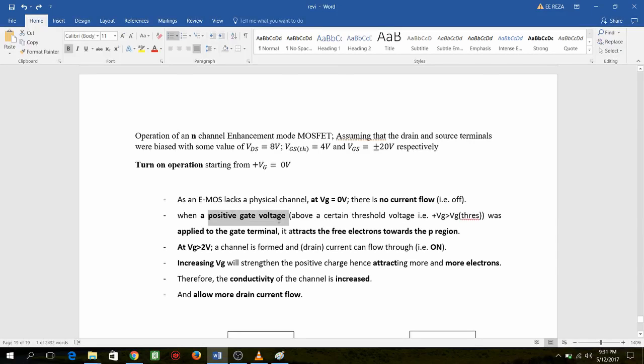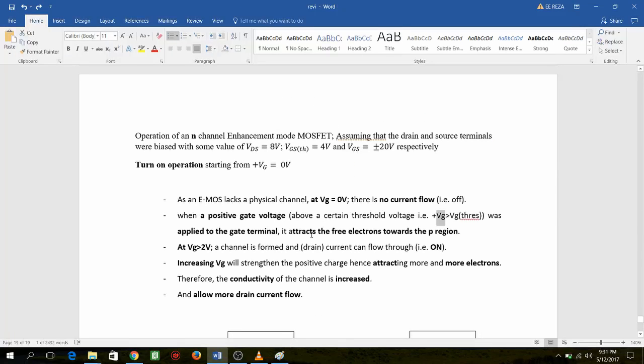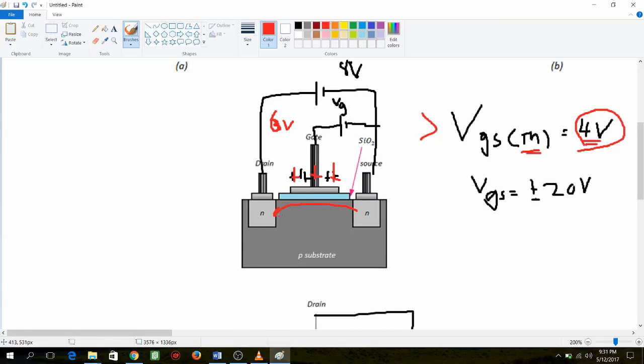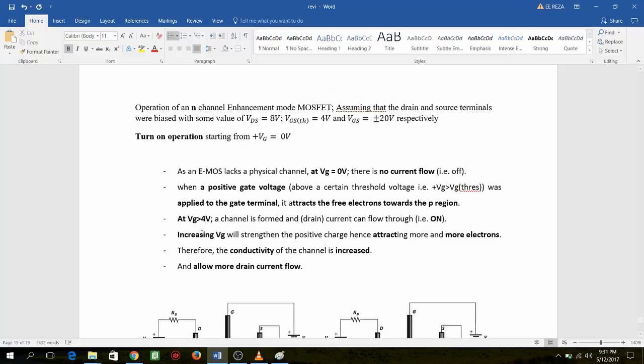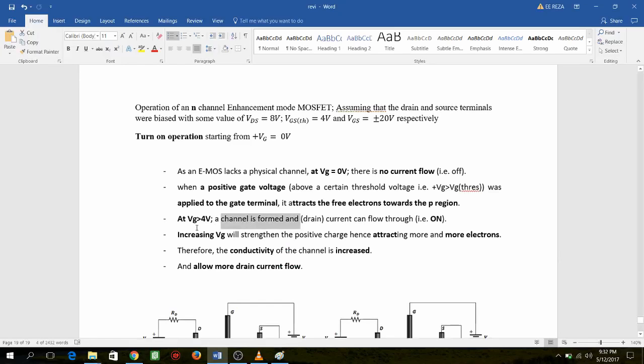channel. So if my gate voltage here is greater than my threshold gate voltage here, it will attract free electrons toward the P region. This is the P region, so the electrons are attracted here. So at VG greater than 4 volts, I will have a channel, and now current can flow through the transistor, because now I have a channel here. It means that at greater than 4 volts, my transistor is on and current can flow through.